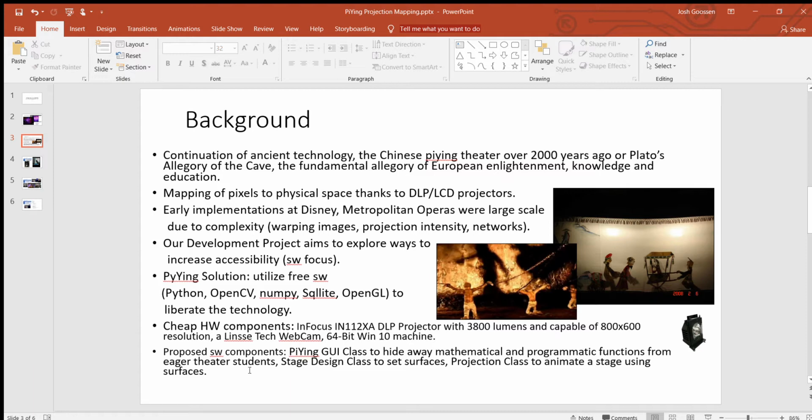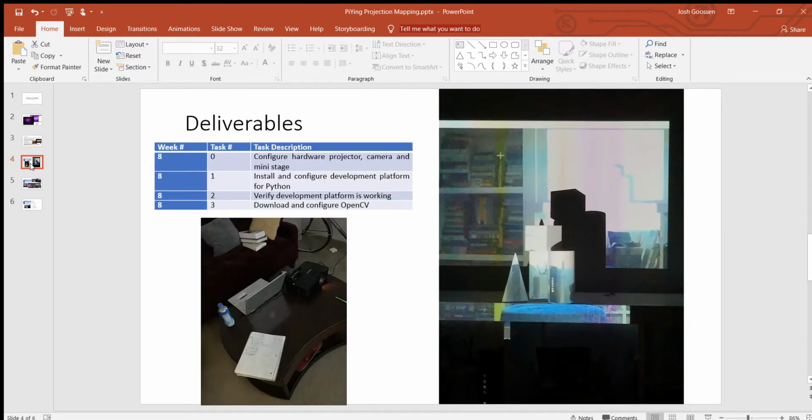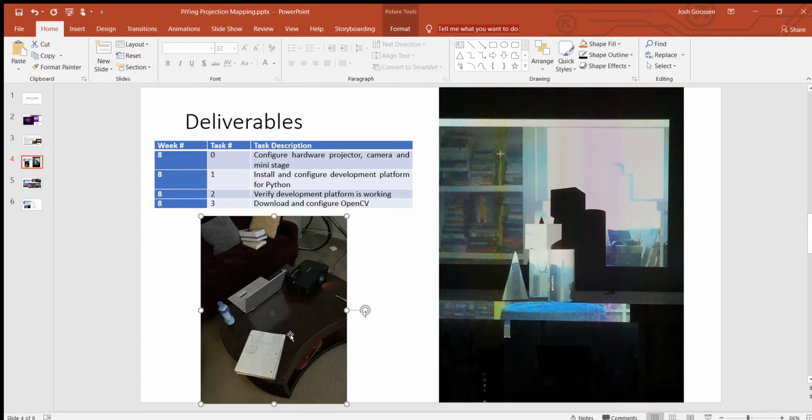And then, of course, we're proposing unique software components. So for the rest of this presentation, I'm just going to show what I've been working on and show some of the pictures and map those to the deliverables. So the first week, I put together all the hardware. This is the projector on the right-hand side. I think you can see the camera in between and the laptop.